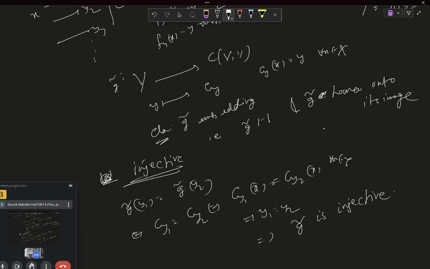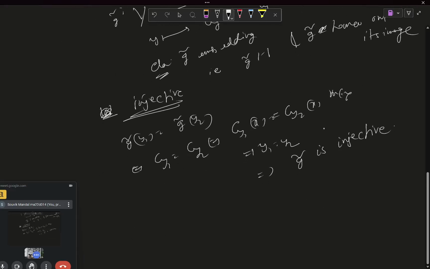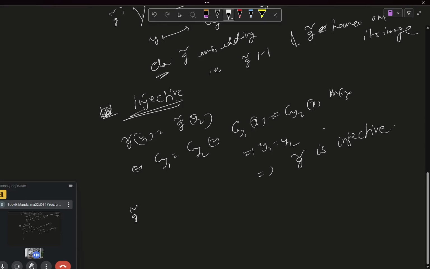Okay. Now we need to check that g tilde is an open map as well as continuous, right? This is what we need to check. Correct. So first of all, in C(X,Y), what is the open set?